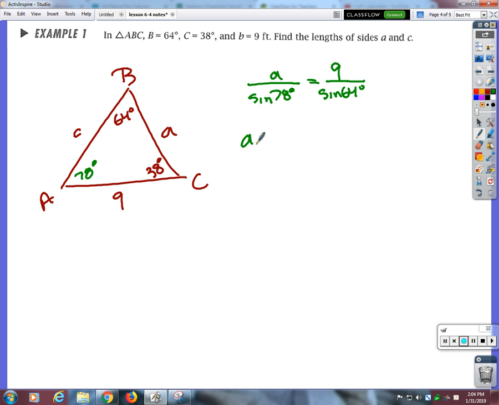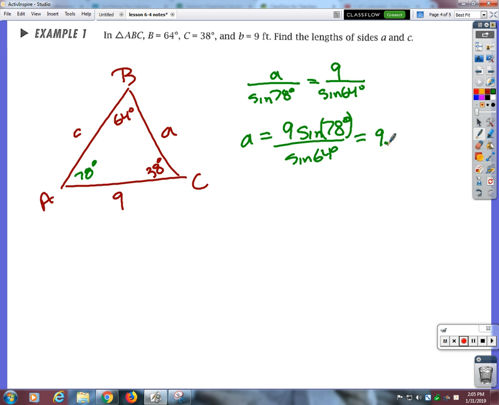So that means that a is going to be equal to 9 times the sine of 78 degrees divided by the sine of 64 degrees. Okay? And then that's just calculator work. When you do this on your calculator, two things. Make sure you are in degrees. And then the other thing is you're going to need to close your parentheses here. As soon as you type in sine, it's going to throw a parentheses up there. If you don't close that after you type in 78, then you are not going to get the right answer. So you just go 9 sine 78, close parentheses, divided by sine 64.